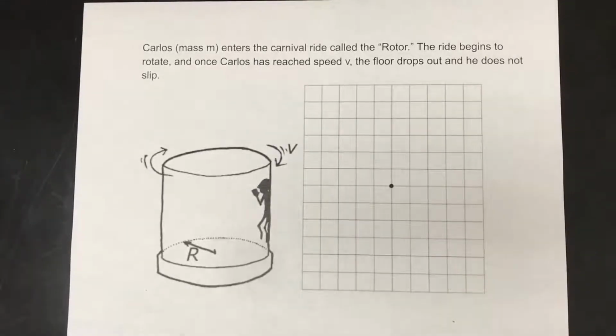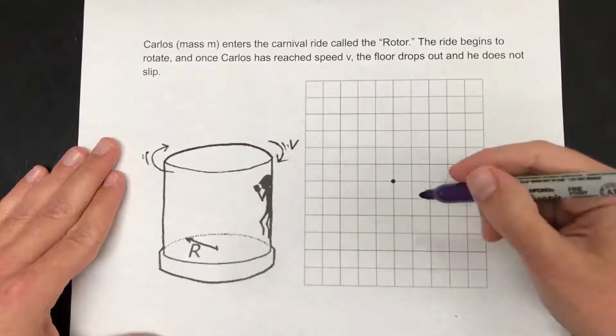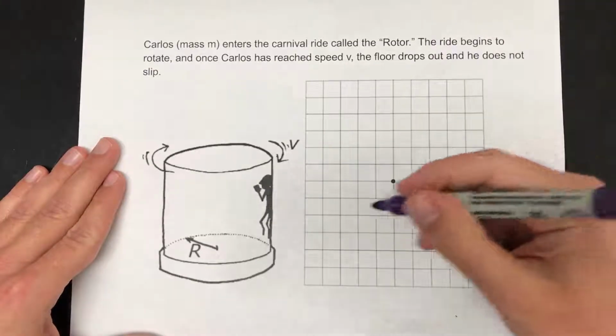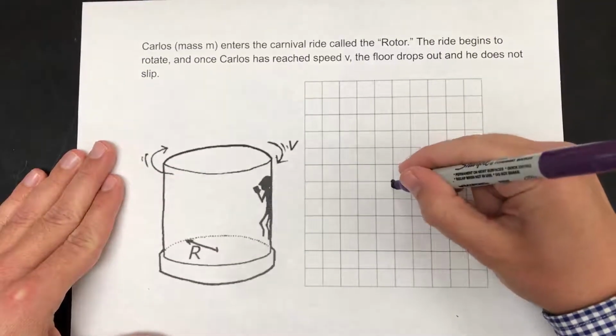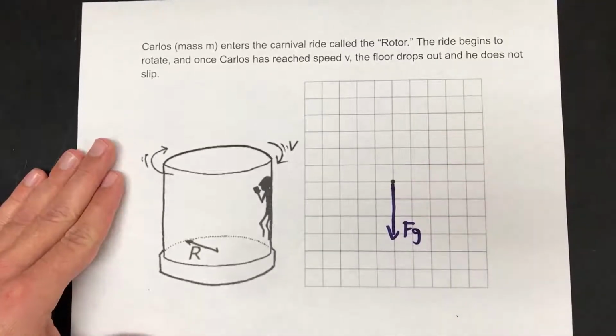Okay, a rotor ride, or the gravitron. He's on here spinning around. This is Carlos, by the way, and we need a free body diagram on him. So obviously we will have some gravity acting down on him because he is here on Earth.